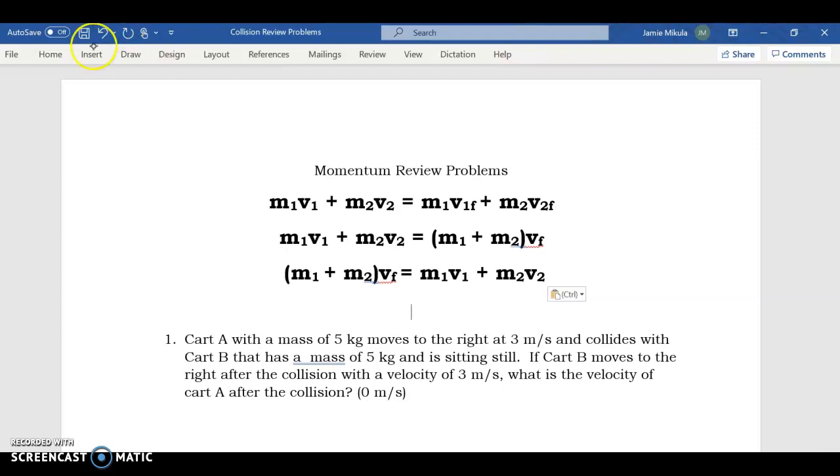So this one is elastic. This is inelastic. And then this one is typically called recoil, where two items start together and then they end apart.